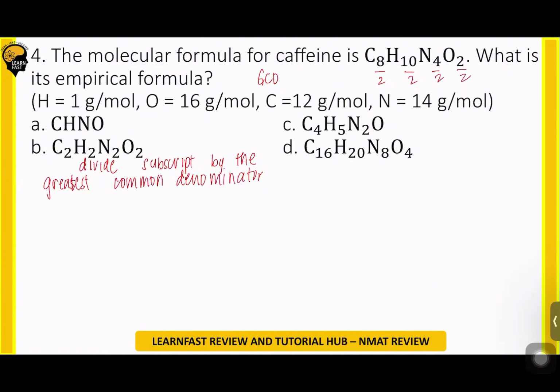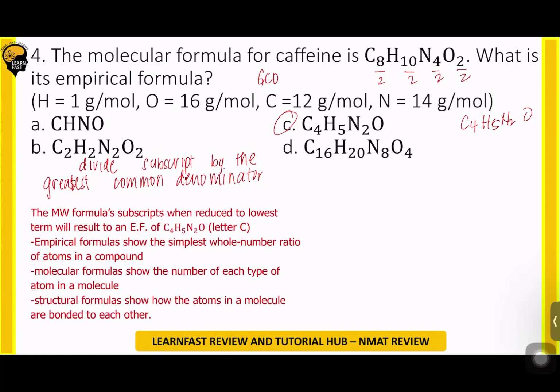So the empirical formula would be C4H5N2O. So the answer would be letter C. So basically the empirical formula is what we get if we reduce the subscripts to lowest terms by dividing the subscripts by the greatest common denominator, then we're going to get the empirical formula.